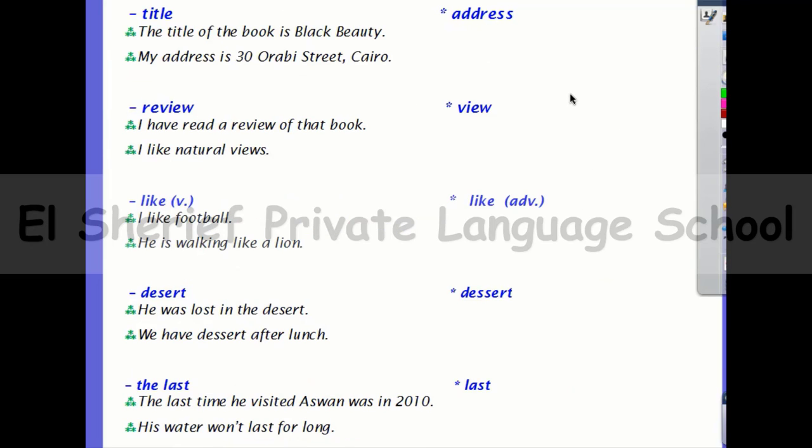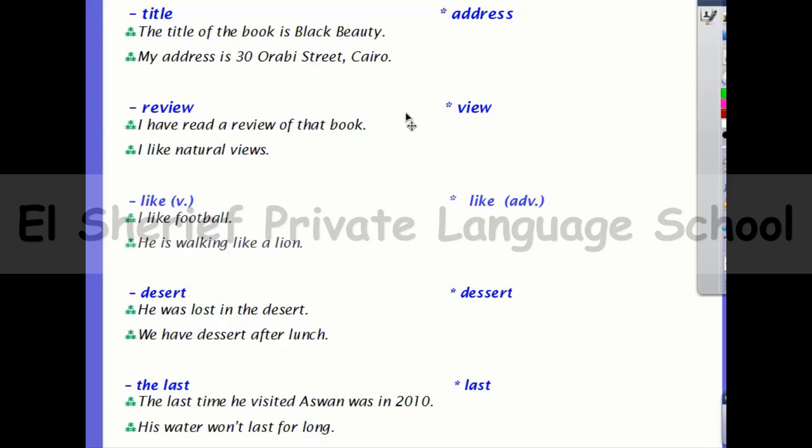Now, what's the difference between title and address? Title means the title of a book or newspaper. The title of the book is Black Beauty. Number 2, my address is 30 Arabi Street, Cairo.